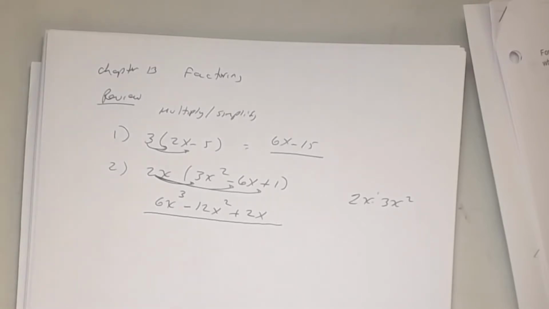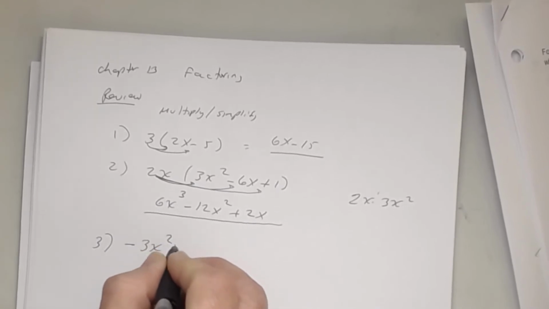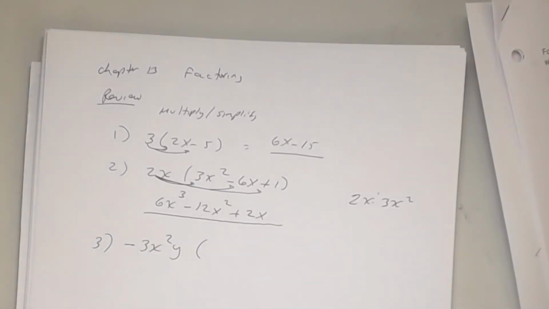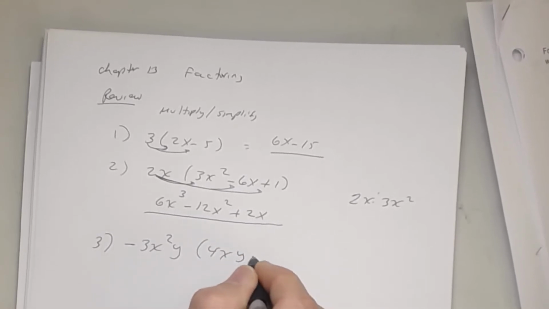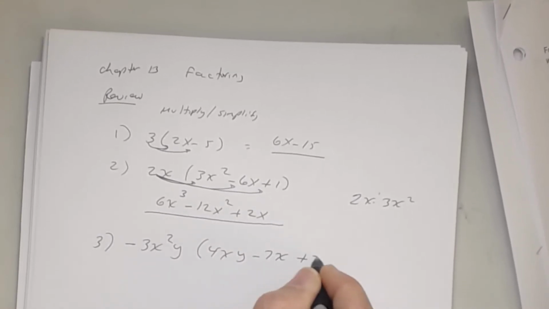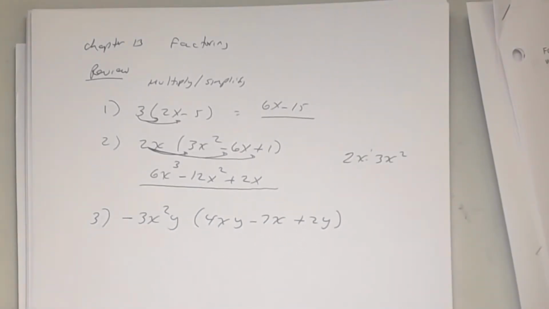All right, 3. Negative 3x squared y times 4xy minus 7x plus 2y. Write that down first. So negative 3x squared y times those 3 terms, 4xy and a negative 7x and a positive 2y.